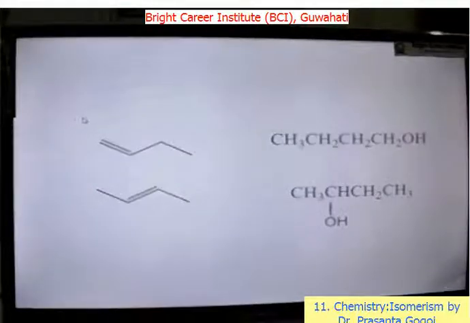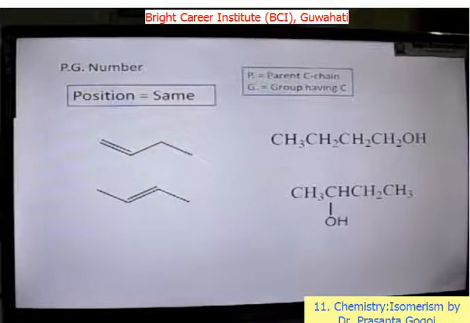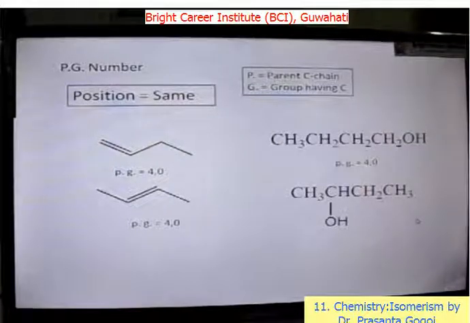In other examples, if the PG numbers are the same, then what is it called? If the PG number is the same, it's called position isomers. You can calculate the PG number 1, 2, 3, 4. You can see that both have the same PG number, so it's called position isomers. And the next one, you can also calculate the PG number and both have the same PG number, so it is called position isomers.